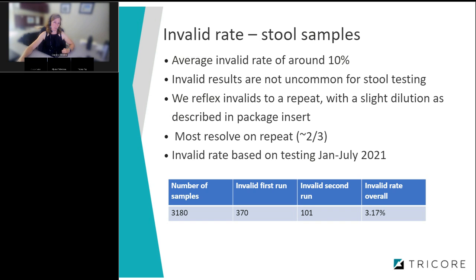Looking at over 3,000 samples tested, around 370 were invalid on the first run. There is a reflex for stools that are invalid initially, where you do a slight dilution into STAR buffer described in the package insert. So we do follow this pattern if we see any invalids. So on repeat, 101 of these were invalid on the second run. So that gives an overall invalid rate of 3.17%. And of course, we don't charge for these, we credit the test, and it's an unfortunate aspect of testing stool that some of them will test invalid.